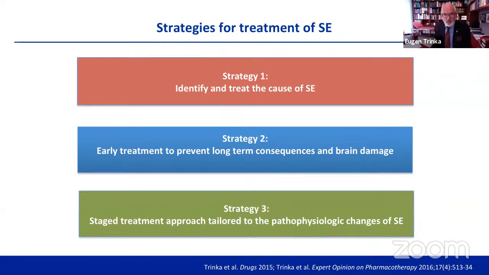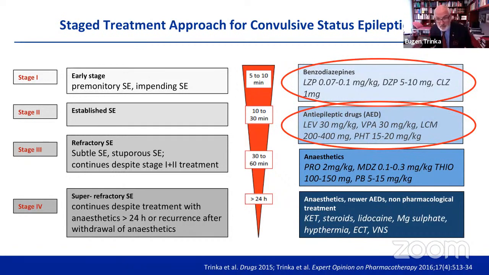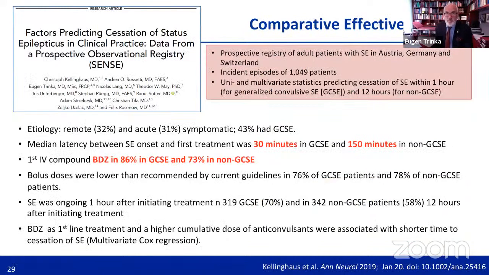Strategy number 3 is stage treatment approach tailored to the pathophysiological changes. And you all know this staged approach: early, established, refractory, super refractory, and the drugs on the right hand, benzodiazepines, anti-epileptic drugs, and later anesthetics. And then it's, of course, an evidence-free land. And Jakob Christensen is trying to elucidate this area, which is extremely important because, as I explained, the mortality is high. But if you do something wrong in the beginning, it's also a critical point.